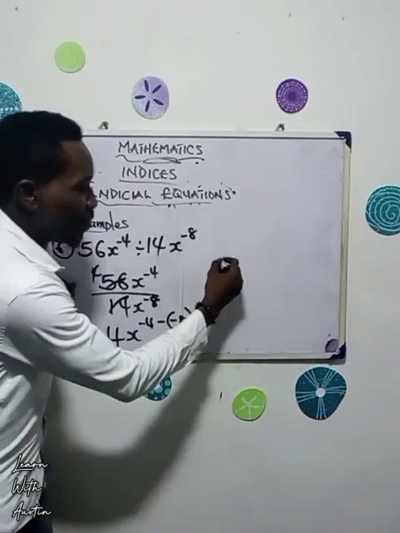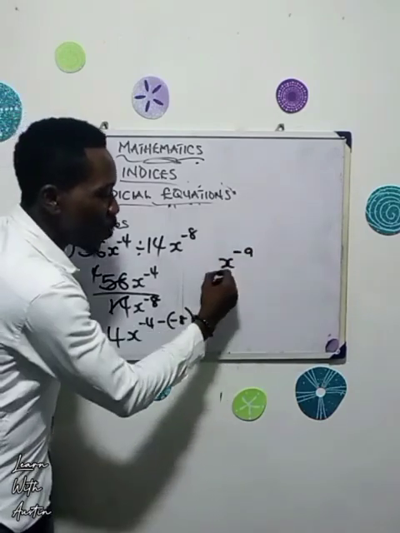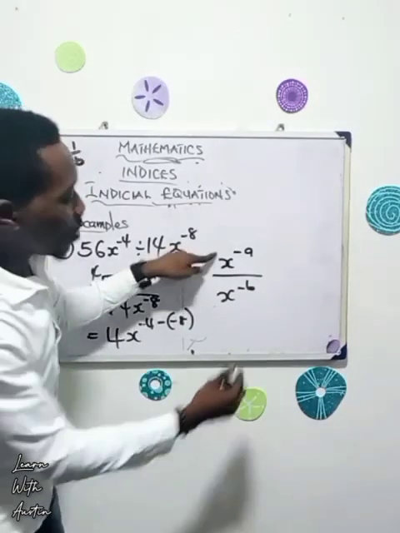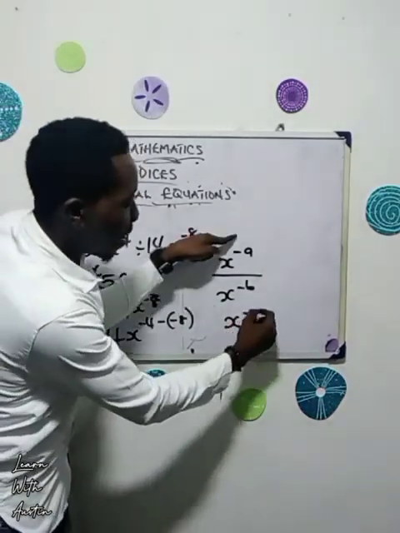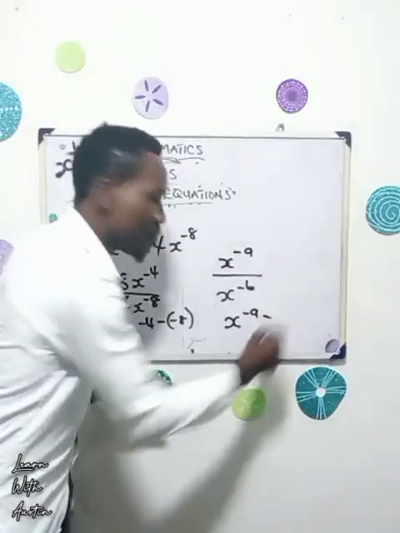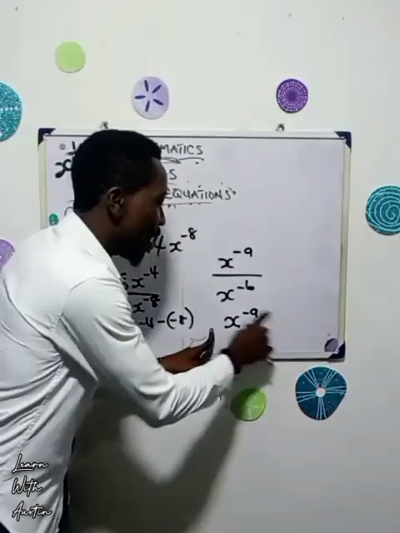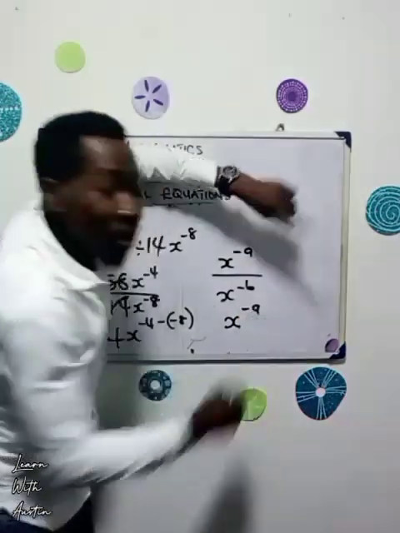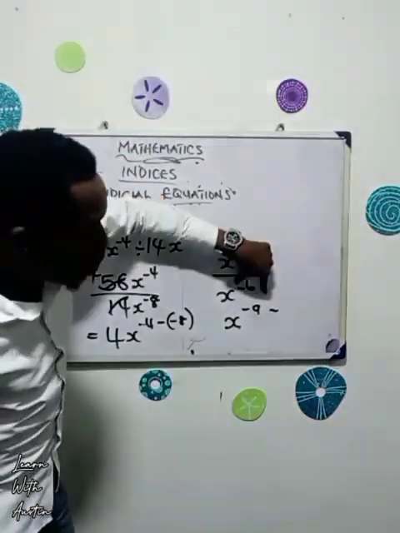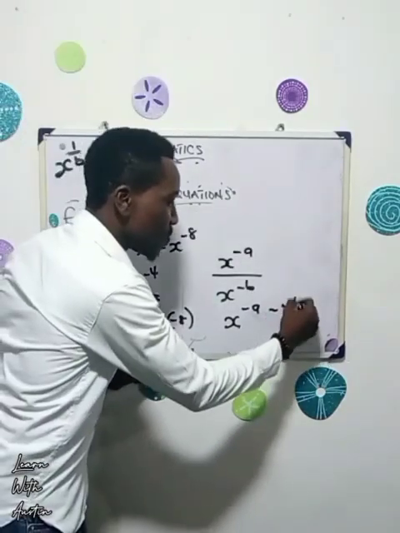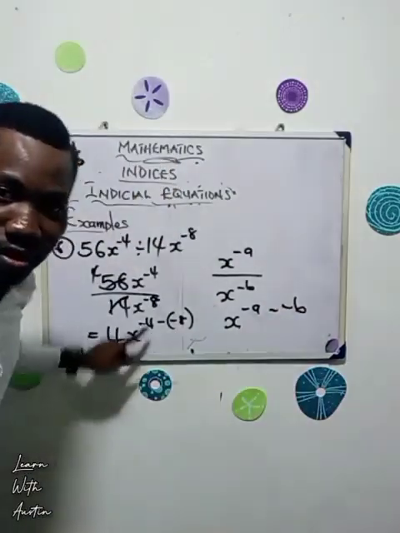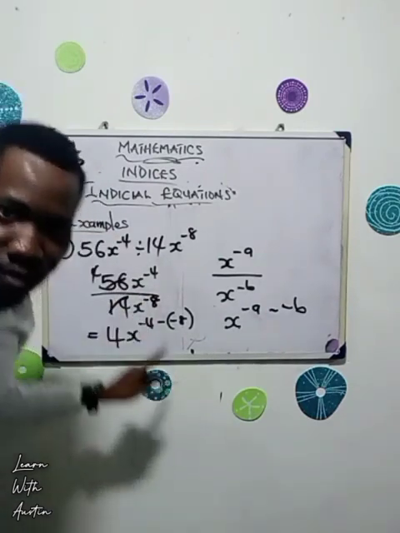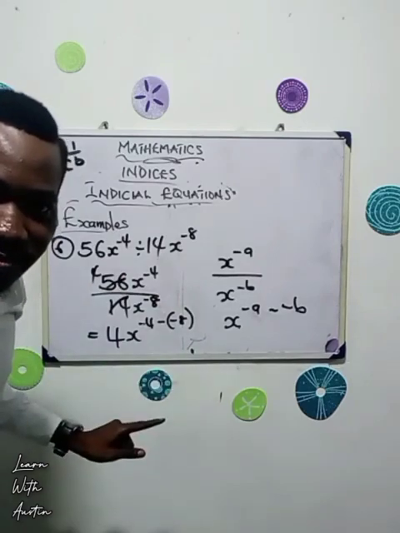So x raised to the power of minus a over x raised to the power of minus b is still the same rule, alright? You're going to have x raised to the power of minus a, minus what you have here, which is minus b. That's what we did here. So x raised to the power of minus 4, minus what we have here, which is minus 8. Got it?